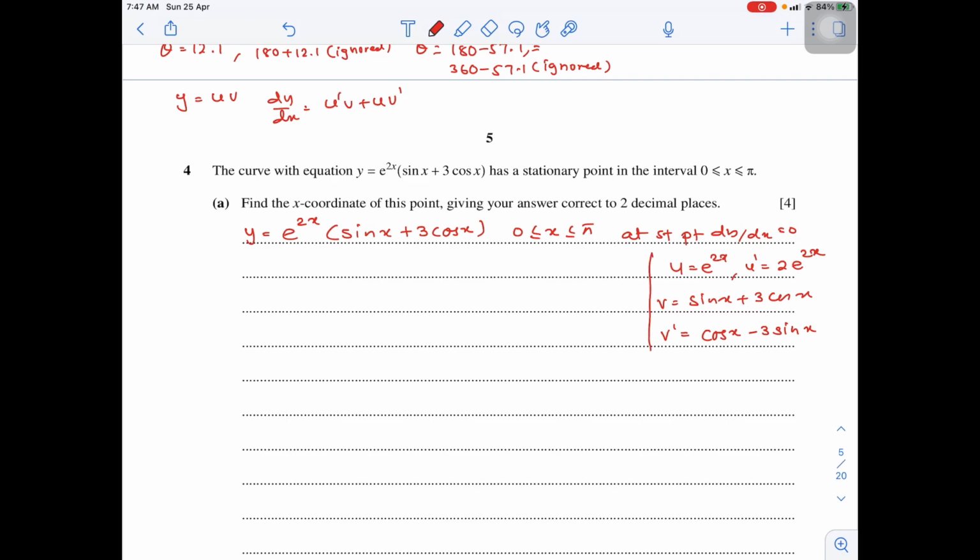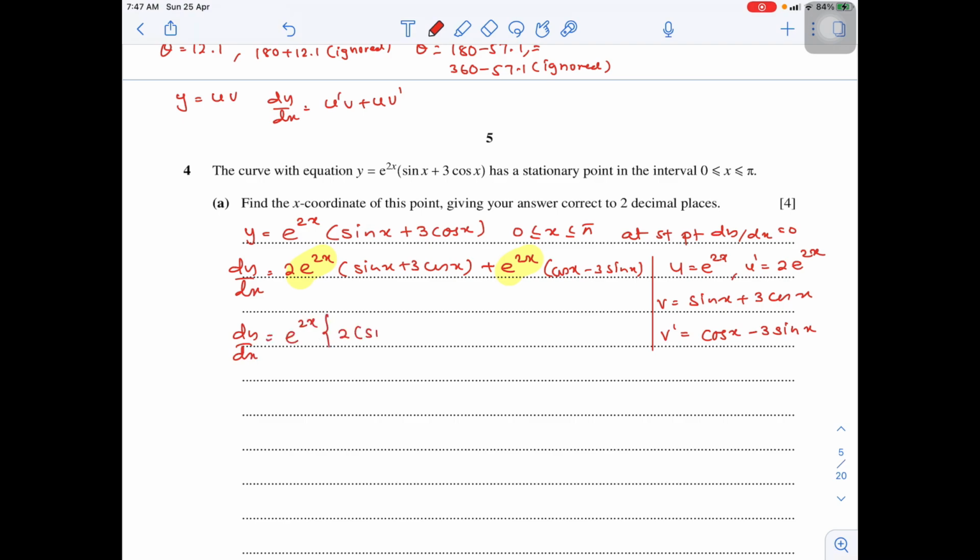sine x plus 3 cos x. So v dash will be, sine x gives cos x, and cos x gives negative sine x, so negative 3 sine x. So I'm using that. Let's try that. So dy over dx is u dash, 2 e to the power 2x, times v, sine x plus 3 cos x, plus u, e to the power 2x, times v dash, cos x minus 3 sine x.